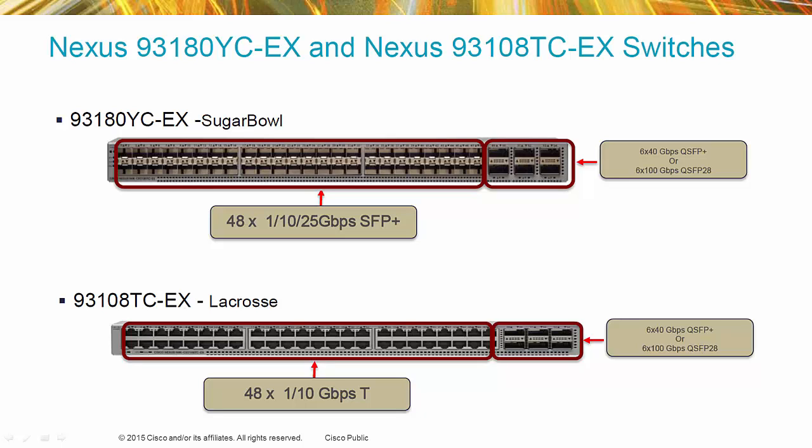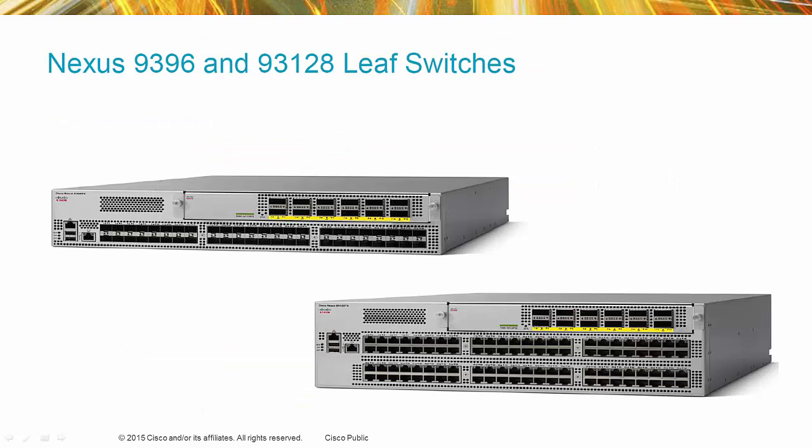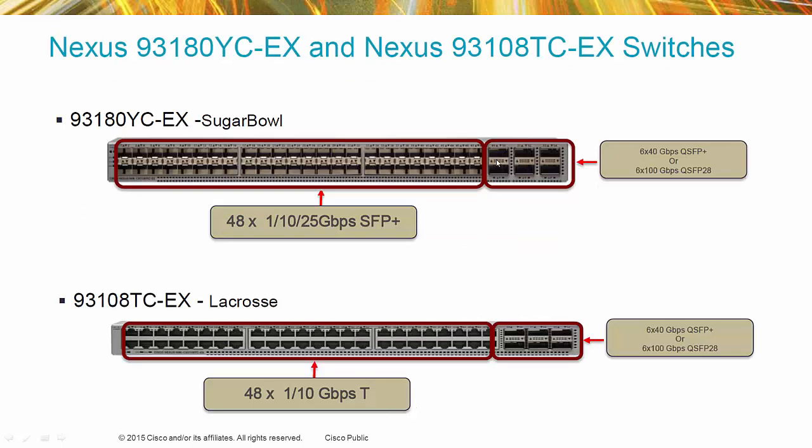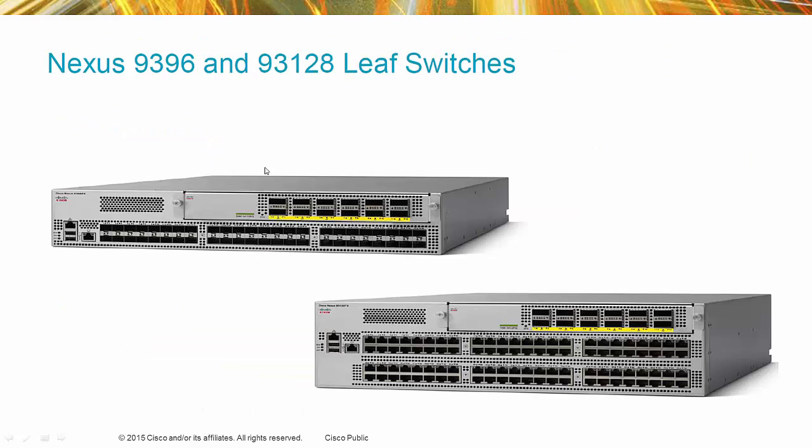And the same thing stands for the 93108 TCEX, which is Lacrosse. Again, it's an internal code name. One thing I would like you to remember is that on these leaf switches, you generally have these 40 gig ports. And similarly on the 9396 and 93128, you can see this particular one has multiple 40 gig ports, and you can see these are pretty much the TX, the regular RJ45. This is the SFP based.